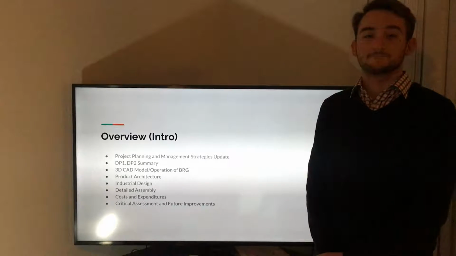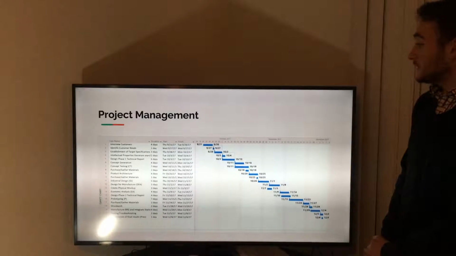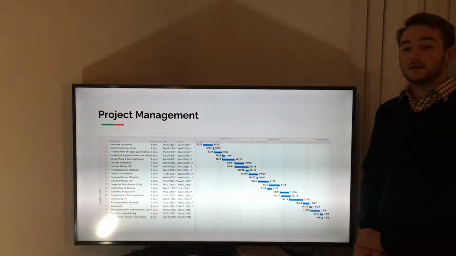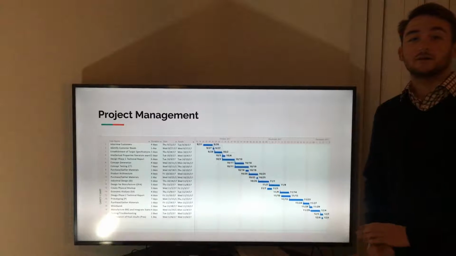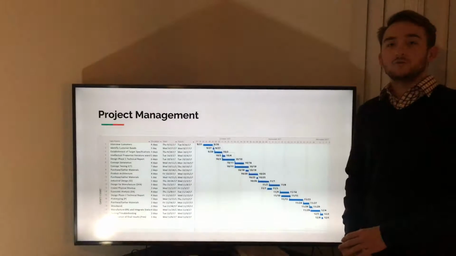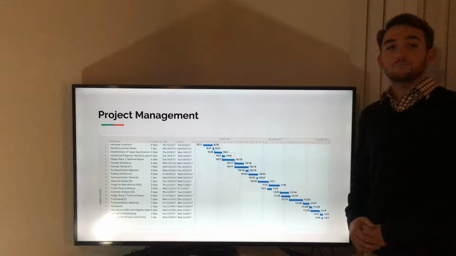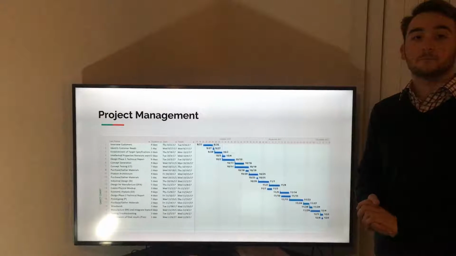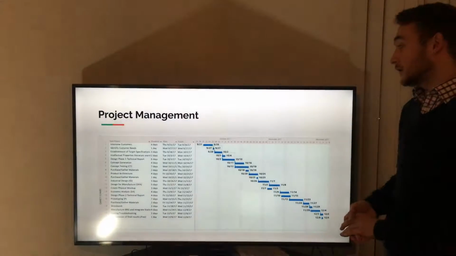As you can see, we went with a linear type of timeline so we could focus our attention and our creative minds on just a few projects at one time, so that we could keep it easier for us and make the best product we possibly could.